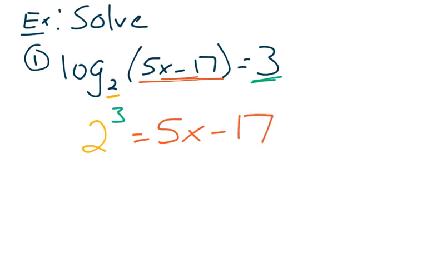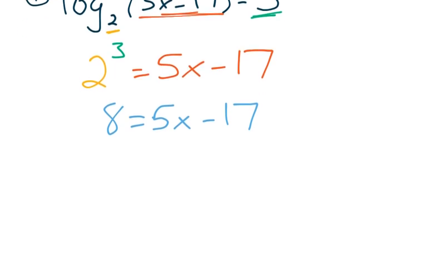So log base 2 of 5x minus 17 equals 3 becomes 2 to the third power is equal to 5x minus 17. We know what 2 to the third power is. If you're not sure, you can type it in the calculator. You can look at your half sheet. Either one would be fine. 2 to the third power is 8, which is equal to 5x minus 17, and now we've got a 2-step equation from pre-algebra.